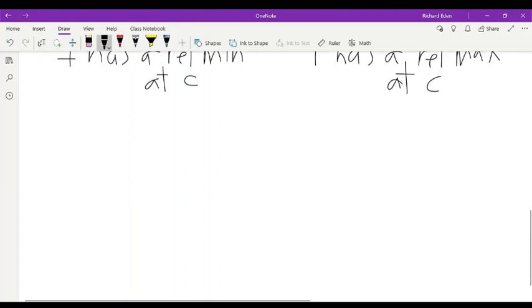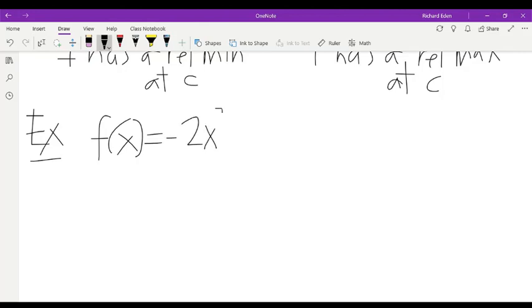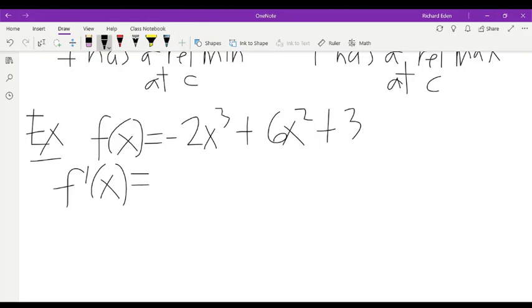Consider the following function. Let's say f of x is equal to negative 2x cubed plus 6x squared plus 3. So the task is to find the critical numbers and use the second derivative test to classify them. I ordinarily would write it down, but writing with a stylus for me is not the easiest thing in the world. f prime is negative 6x squared plus 12x.